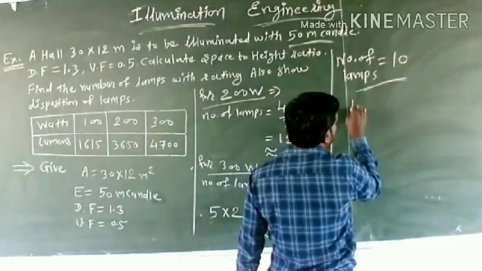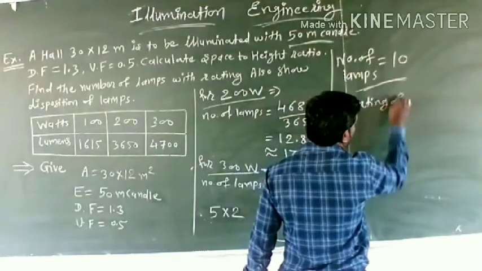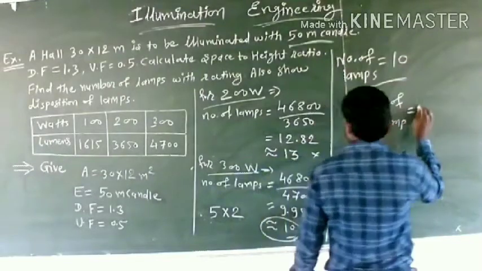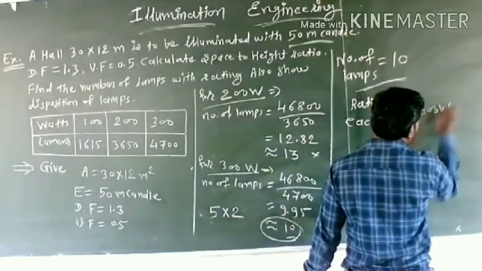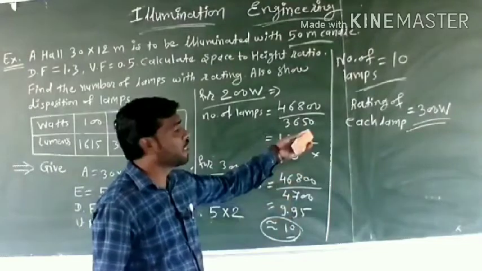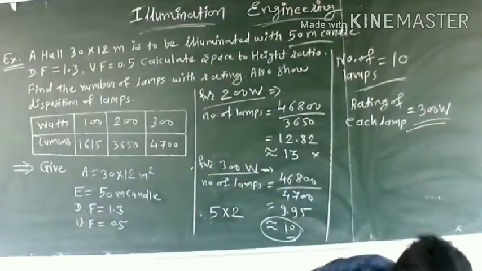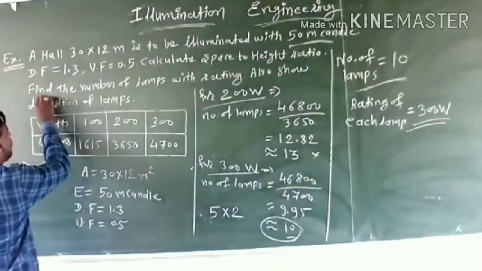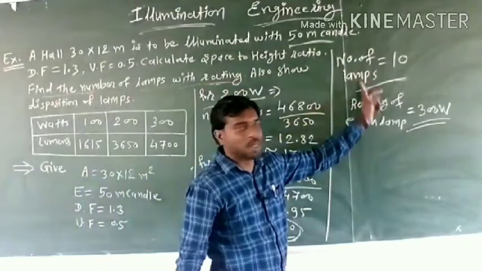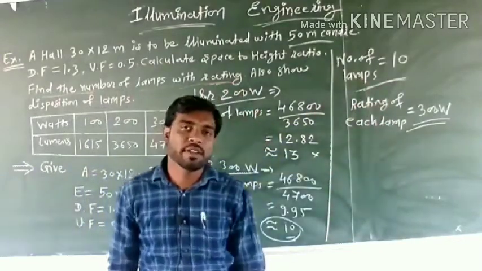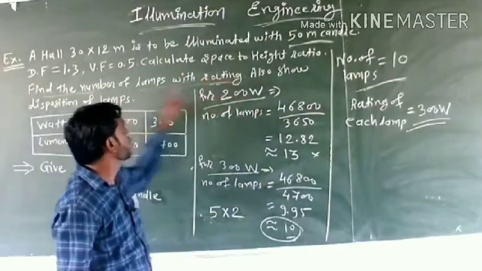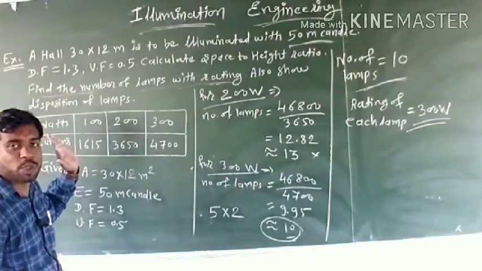Then the rating of each lamp is 300 watt. So this is your answer of the first part: find the number of lamps with rating. That means the number of lamps is 10, and the rating of each lamp is 300 watt. After that, you have to calculate the space to height ratio and also show the disposition of the lamps.